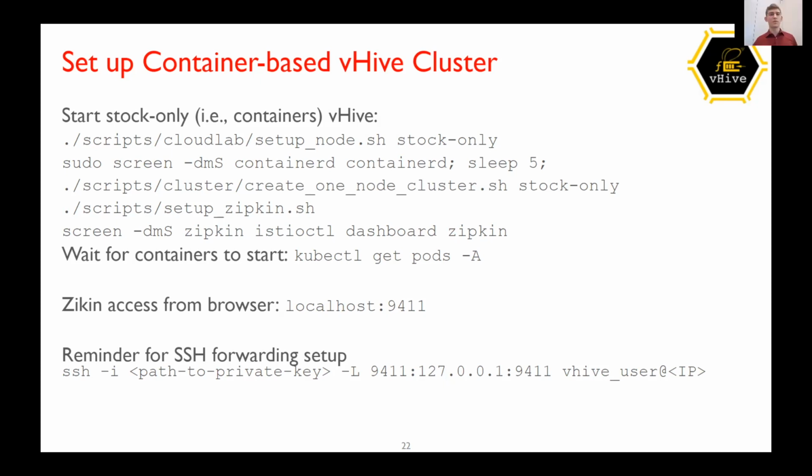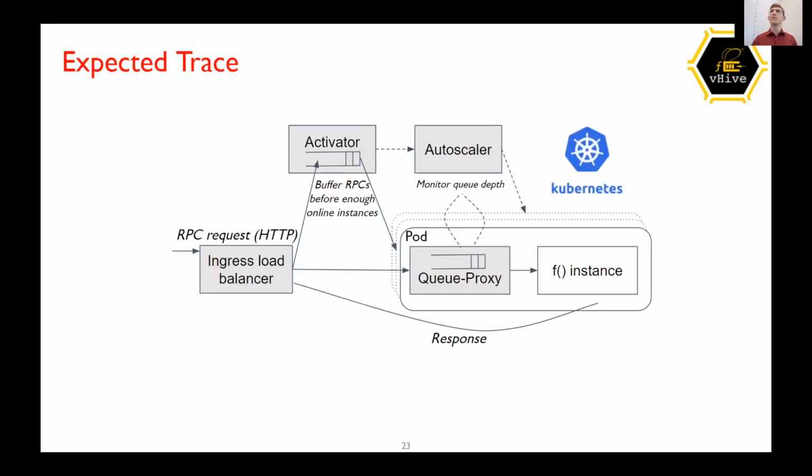So maybe I can already show you, remind you of what Dmitrii already showed you. So you can start to think about what we are expecting from the next steps. This diagram should be familiar to you, as Dmitrii already showed it. It's a very high-level overview of how Kubernetes works. And since we're using stock only vHive, this is basically what we're running on right now.